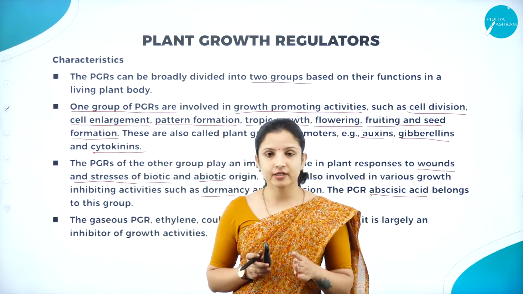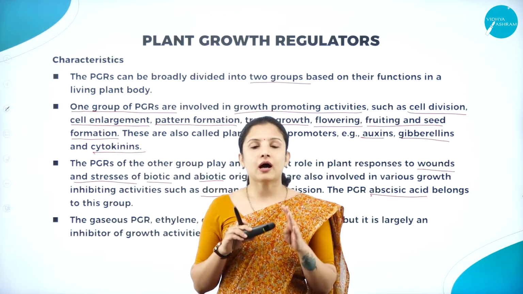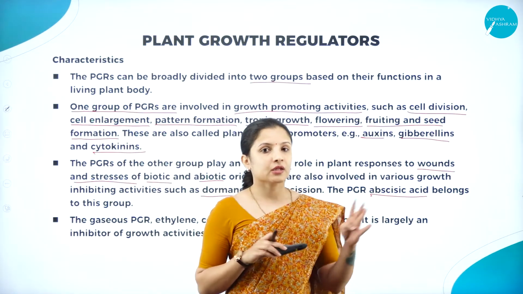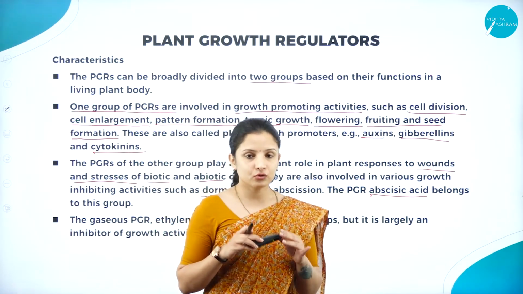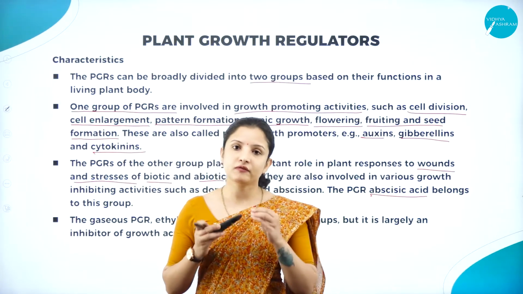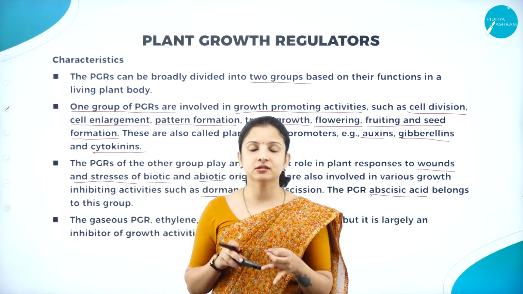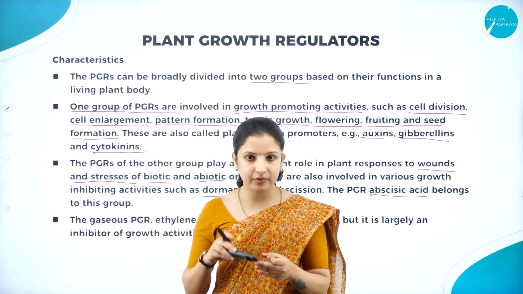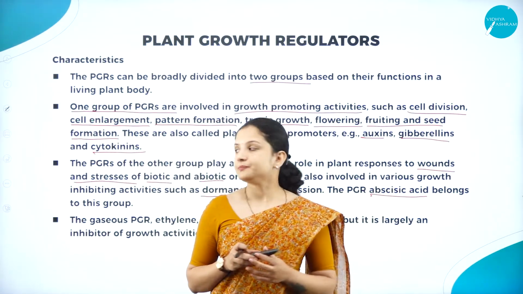So those plant regulators which only focus on the growth of the plant are cytokinin, indole acetic acid, that is auxin, and gibberellin. And those plant regulators that focus on healing of the plant against wounds and environmental stresses, and also help in breaking the dormancy of the seed, the best example is abscisic acid.